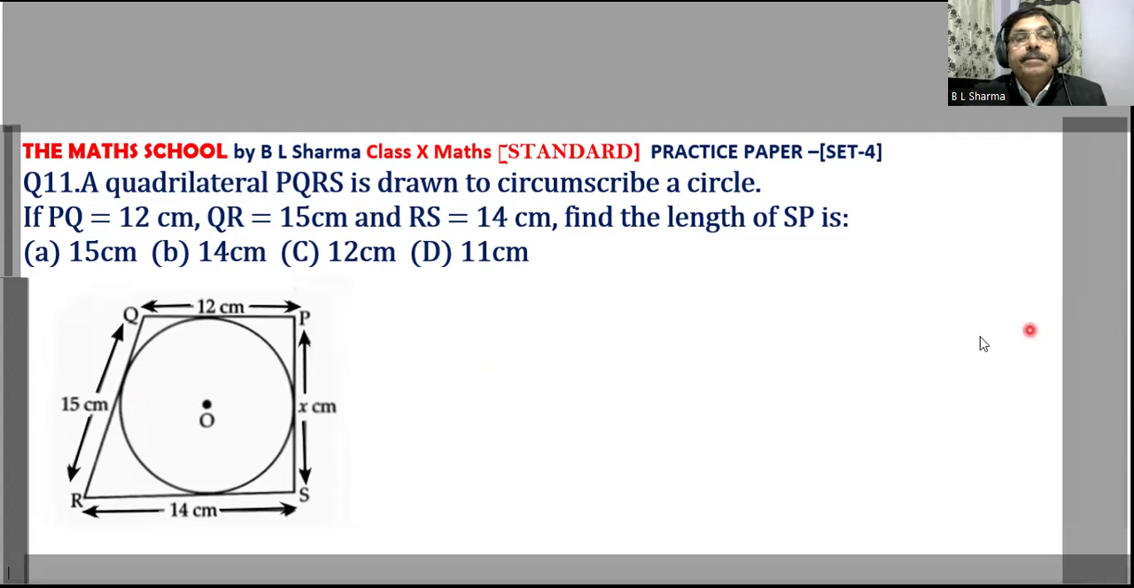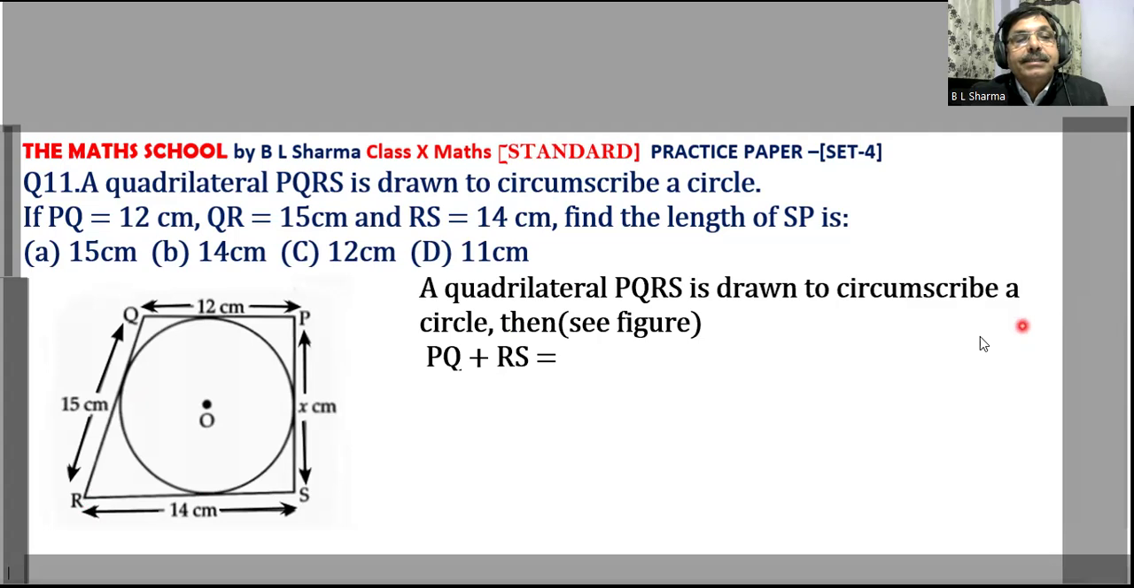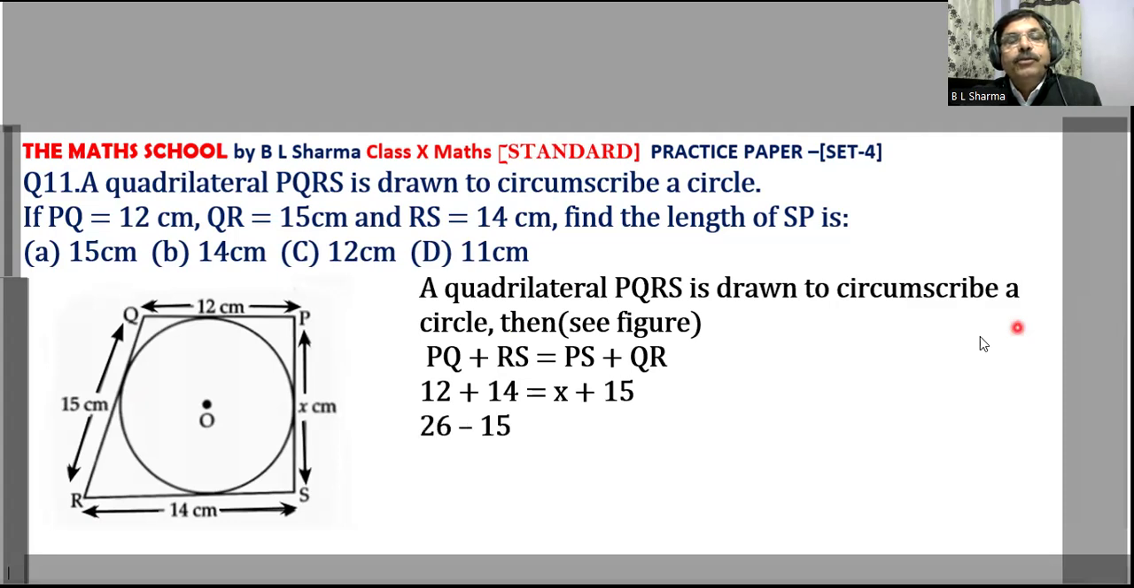So see here, PQ plus RS is equal to PS plus QR. Please mind it. Very good question. Many times it also comes as: prove that PQ plus RS is equal to PS plus QR. This is a question from your NCERT textbook. Put the values: 12 plus 14 is equal to x plus 15, because PS is x. What is the value of x? x is 11 centimeters, so B is the correct option. 11 centimeter is the answer.